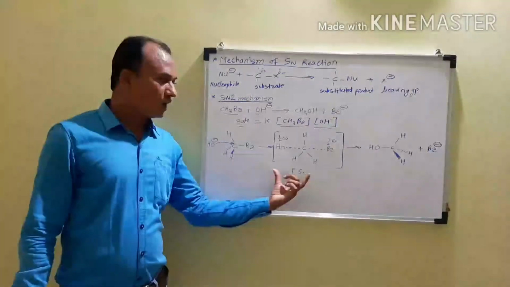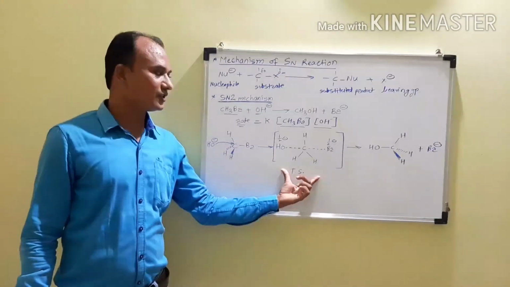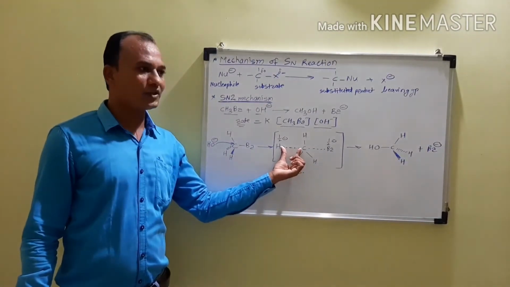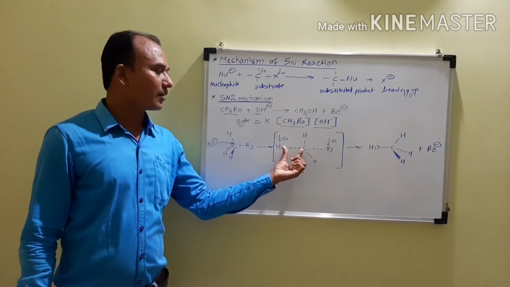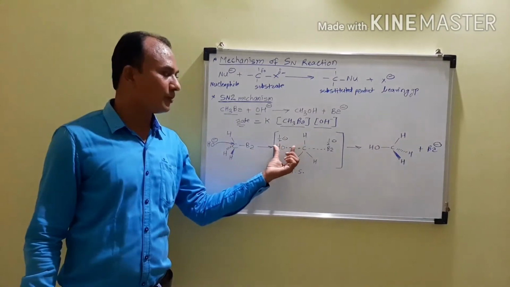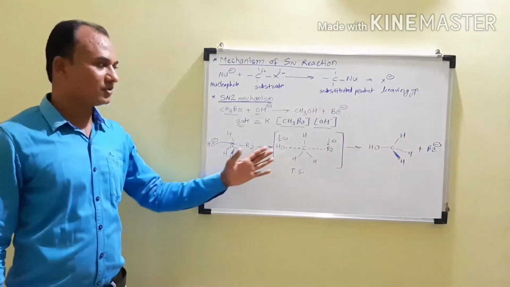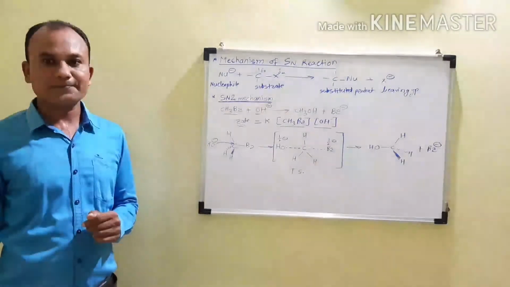Now when we observe the transition state, it is the pentacovalent transition state, in which there will be a formation of a partial carbon-hydroxyl bond and a partial carbon-bromine bond. Both bond making and bond breaking take place simultaneously. So that is the transition state.